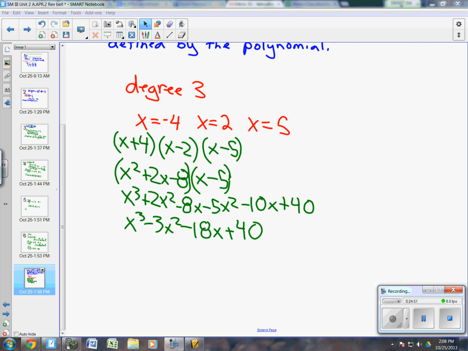Okay, so all you had to do is take the 3 solutions, write them as 3 factors, multiply them together, and you would get a polynomial. Now, to make it a polynomial equation, I'd probably want to put y equals or f of x equals, right? Now what I'd like you to do, without using your calculator, is draw a rough sketch of what this graph would look like.